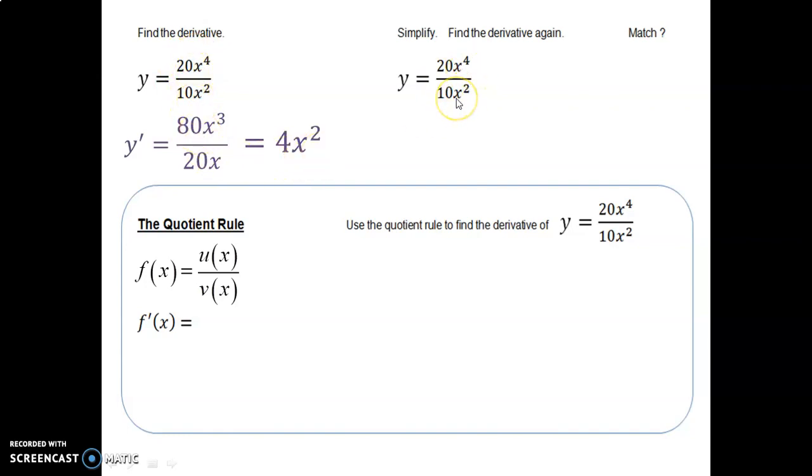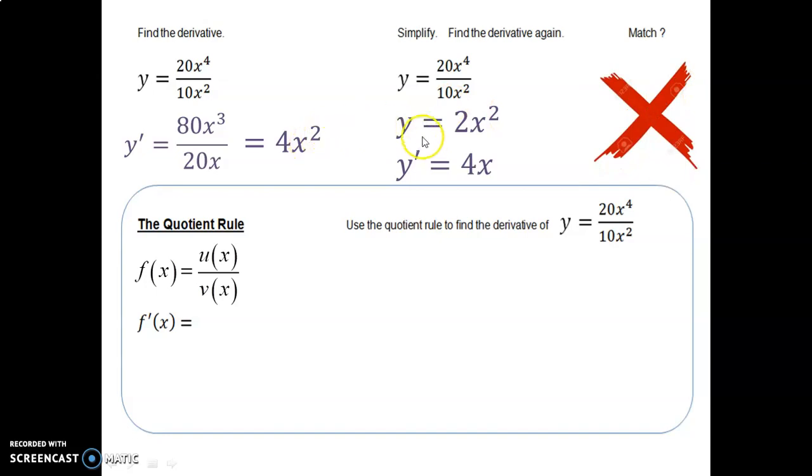Now let's do the situation where we simplified first. So let's simplify this fraction first and then find the derivative. Okay, by simplification, 20 by 10 is 2, x to the fourth divided by x squared is this. Now find the derivative, 4x. Again, we're close, but different. So the derivatives do not match.